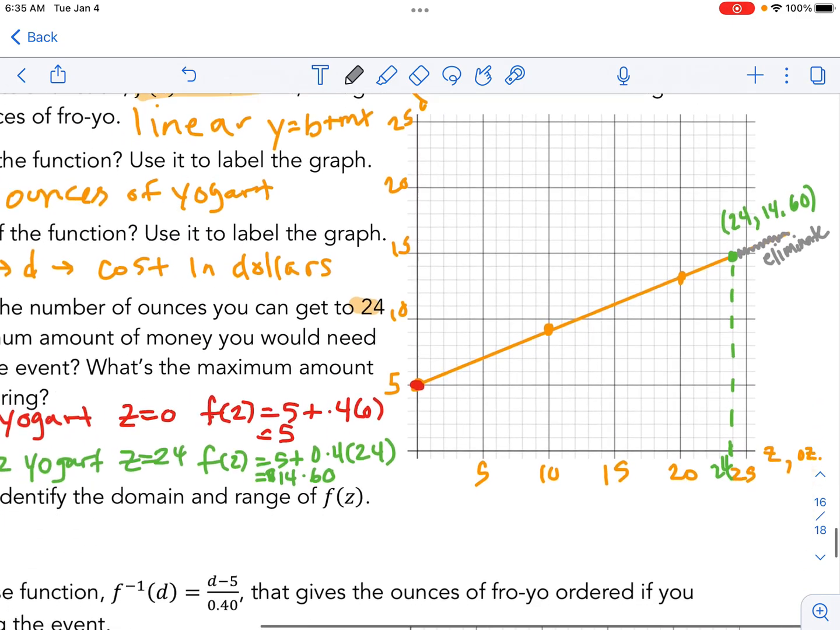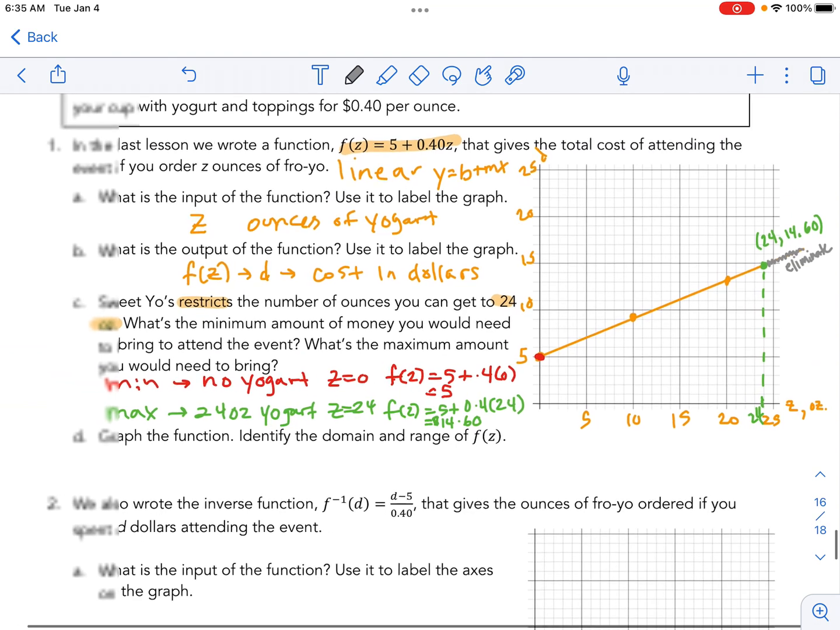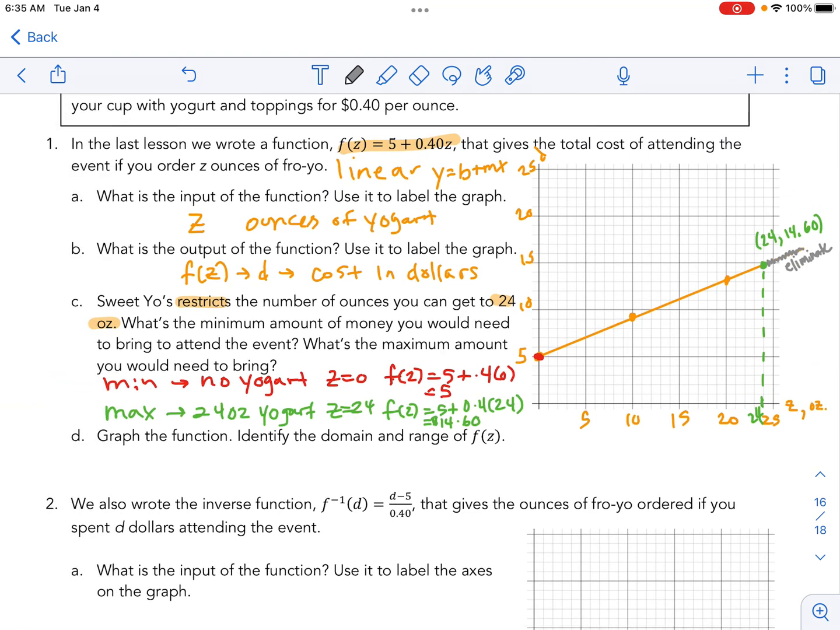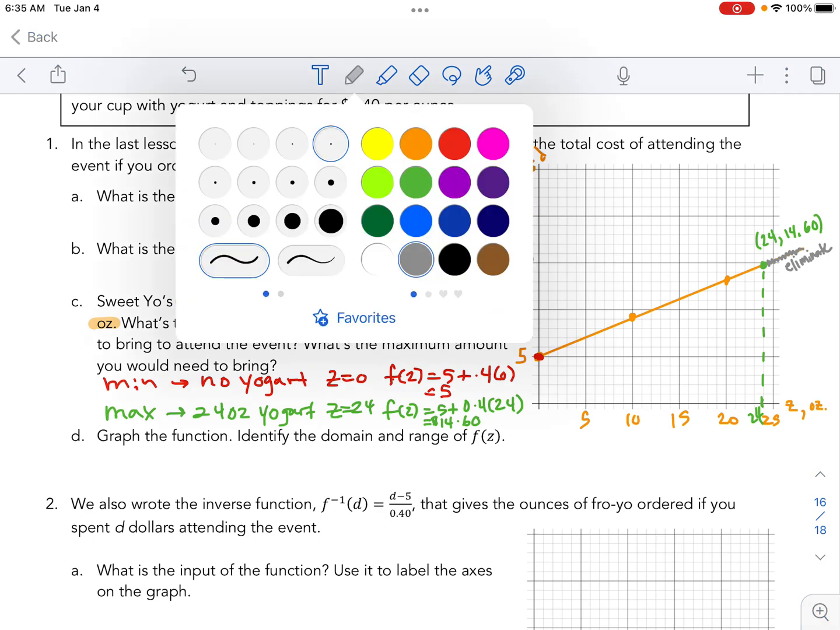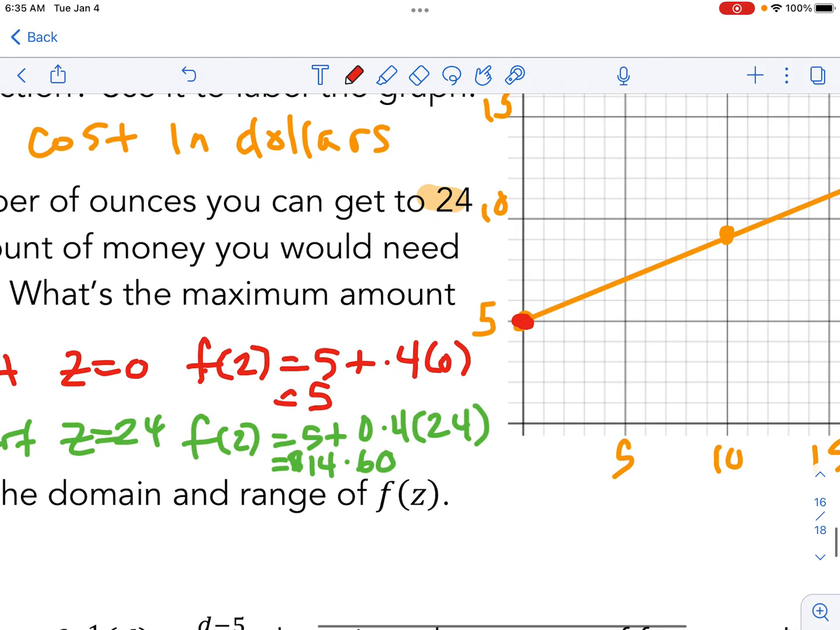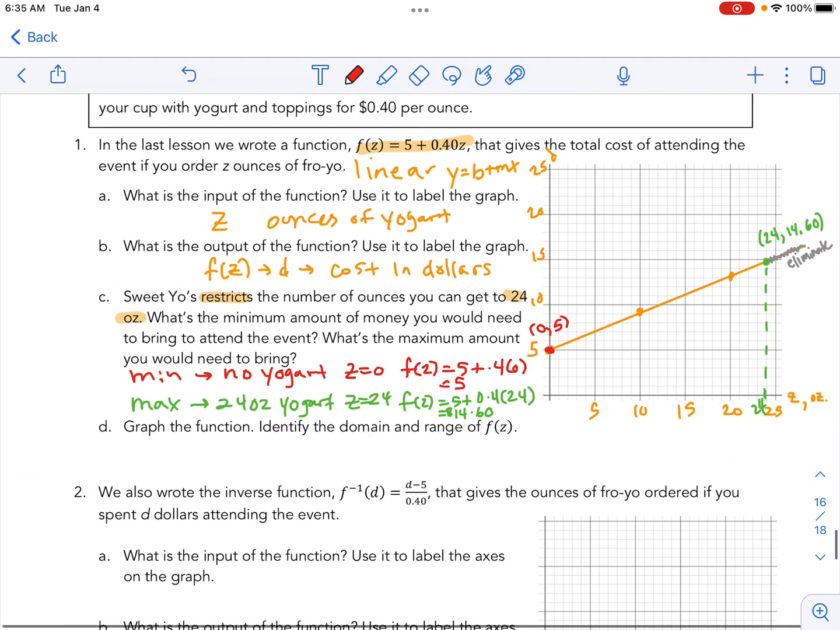Okay, so this graph has a definite beginning and a definite end, I guess is the point I'm trying to make. And as long as I'm putting it on the graph, here is the minimum, 0, 5. So the graph, since it has a beginning and an end, has a domain and a range. We can look at it that way.